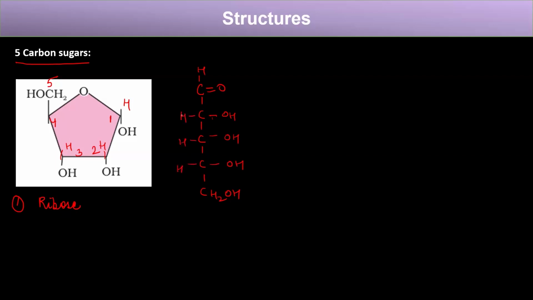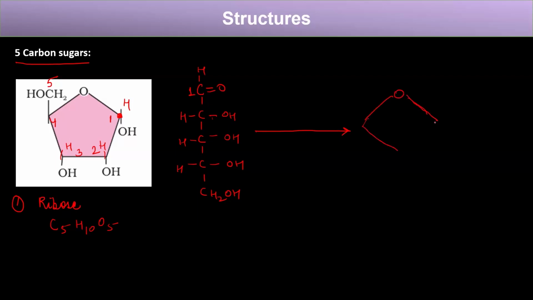Now, in the case of ribose, where is the carbonyl carbon? This one. So this is your carbonyl carbon. First carbon is the carbonyl carbon. Okay. Now, with the help of this ribose, our body can derive one more sugar, and this sugar has a structure something like this. The formula of ribose will be C5H10O5, right?